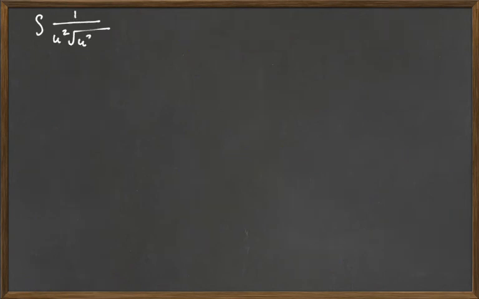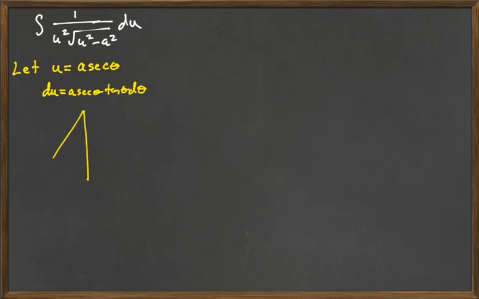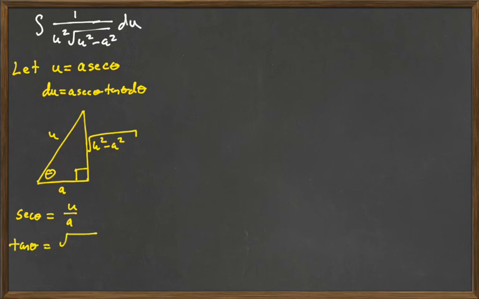So now we're going to look at almost the same thing, but instead of a plus, we're going to have a minus inside the radical. This time we're going to let u equal a secant of theta, and du is going to be a secant of theta, tangent of theta, d theta. Draw a reference triangle. The secant of theta is equal to u over a, so that's the hypotenuse over the adjacent side. So the opposite side, using the Pythagorean theorem, would be the square root of u squared minus a squared. The tangent of theta is going to be the square root of u squared minus a squared over a. So a tangent of theta is equal to that radical.